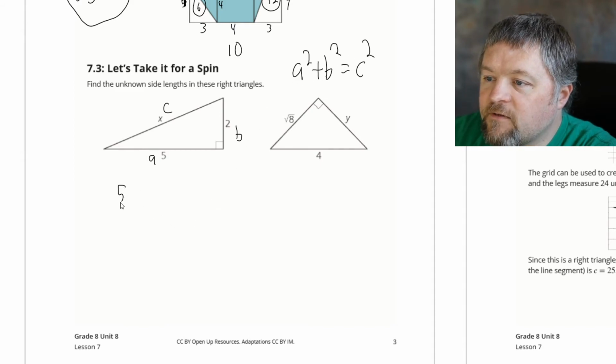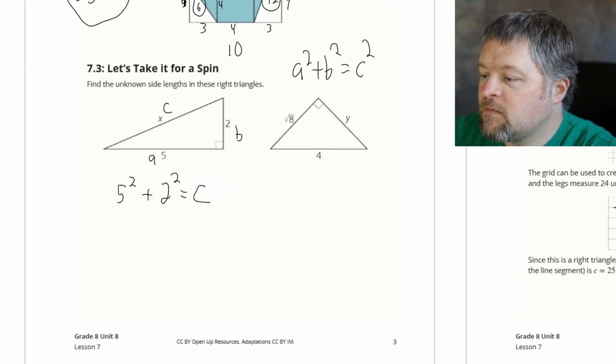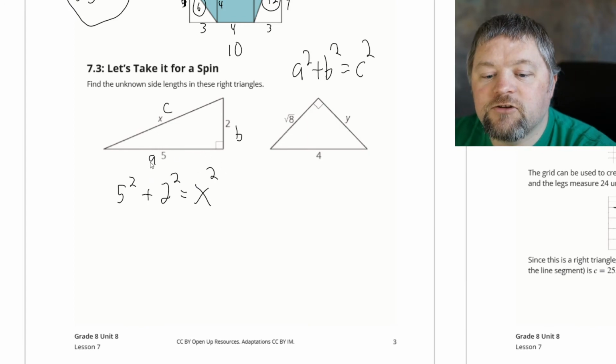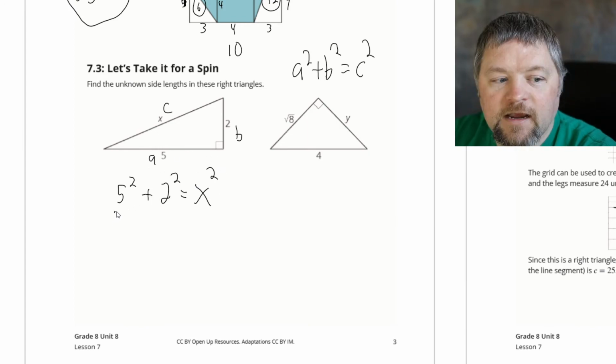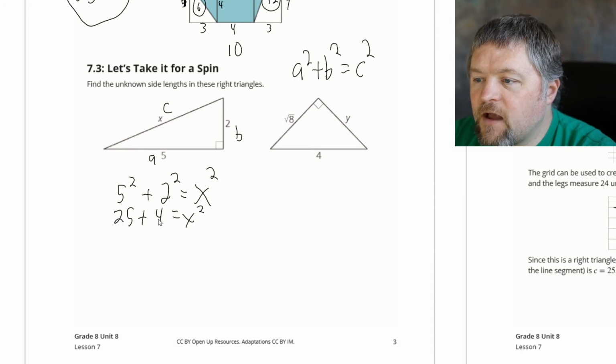If A is 5, A squared is 5 squared, B is 2, equals C we don't know. Actually, they labeled it as X, so let's keep it as X. Now we just need to solve this equation. 5 squared is 25, 2 squared is 4, equals x squared. 25 plus 4 is 29, equals x squared.